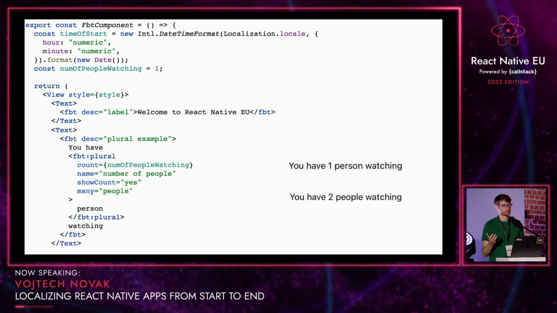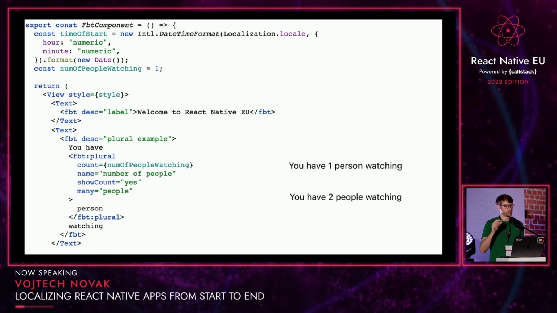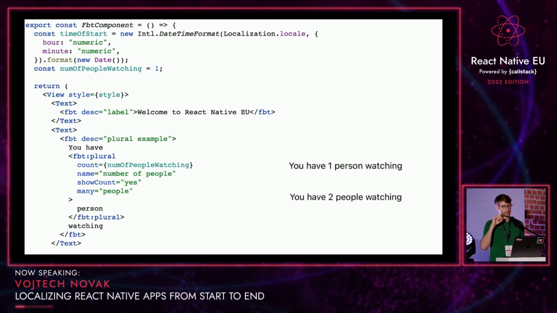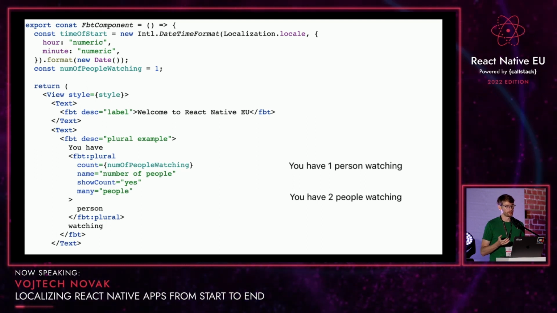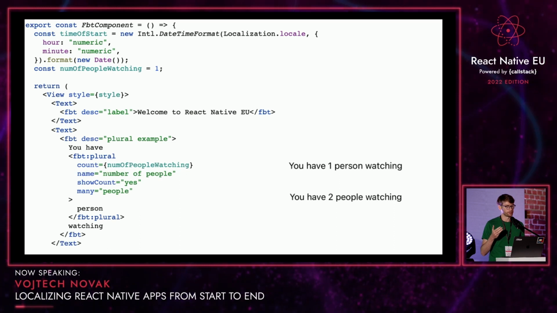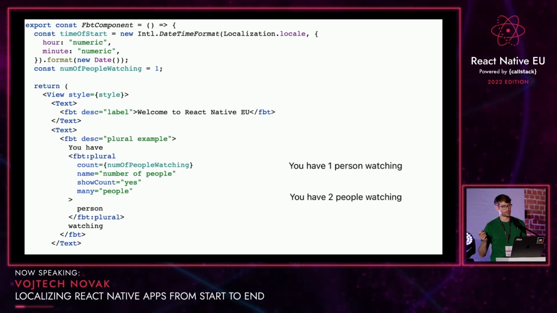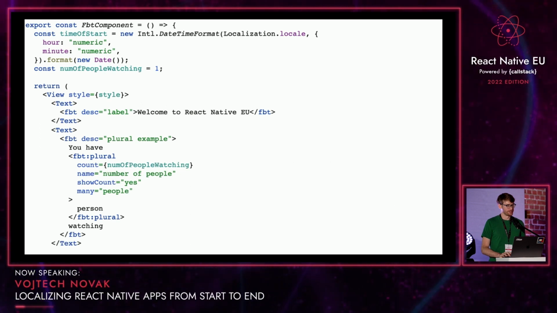And so in the code, we somehow have to account for this. And this is the way that FBT handles it. Again, you start with the FBT component, and you plug in the plural component to express the number using the component. And so this is going to, based on the variable, render one of these sentences. For example, you have one person watching, or you have 2 people watching, where, well, there's more, luckily. All right, the next example.